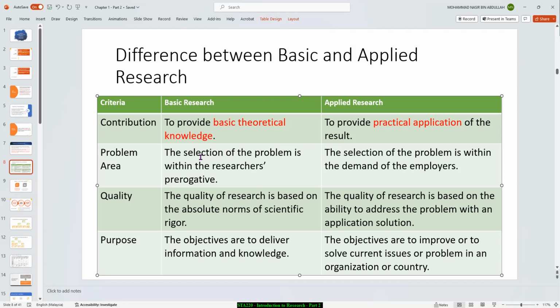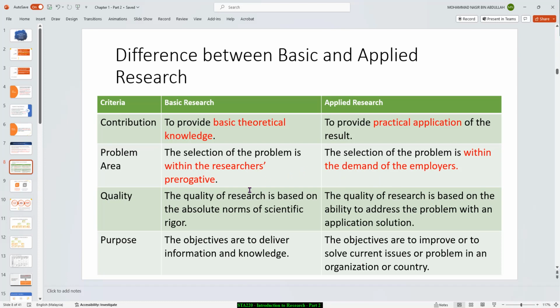So the problem area for basic research, the selection of the problem is within the researcher's prerogative, right? But for applied research, the selection of the problem is within the demand of the employer, within the demand of the market, within the demand of the current needs, right? So that is the selection of problem area in applied research and basic research.